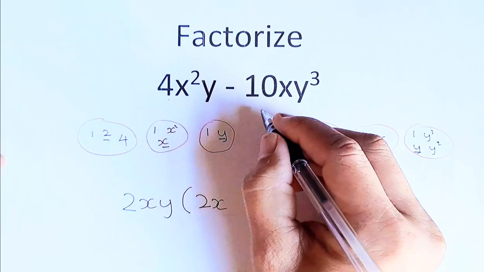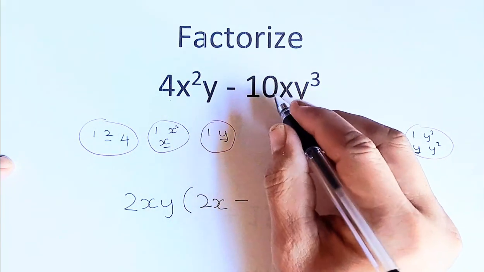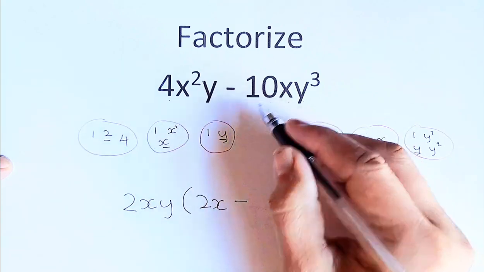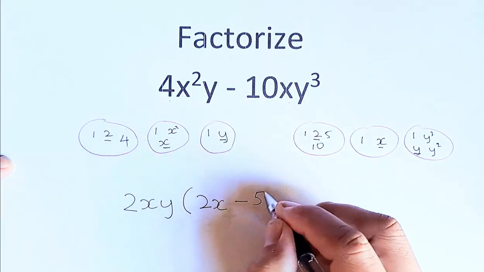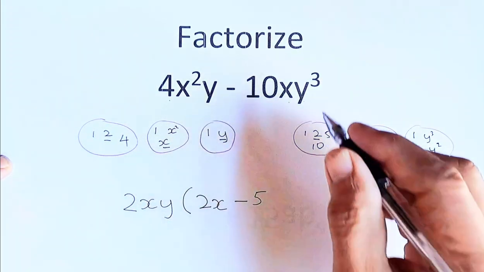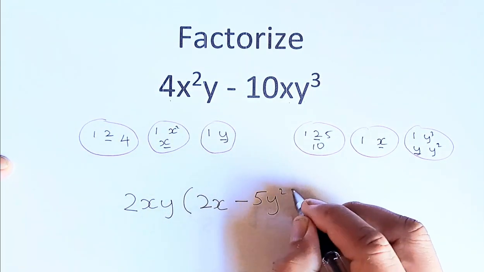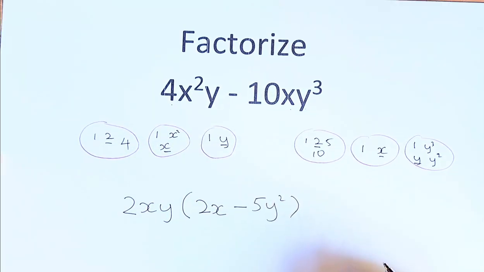Now, we're going to minus the second expression, 10xy cubed, and we're going to divide it by 2xy. 10 divided by 2 is going to be 5. X divided by x is 1, and we leave it out. Y cubed divided by y is going to be y squared. And that's it. But that's an easier way to do it.